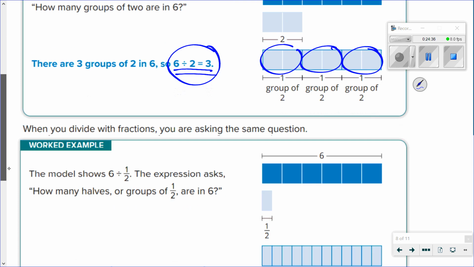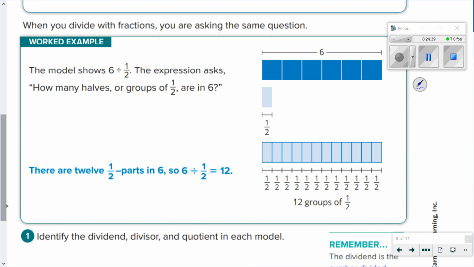Now, here's where it gets really fun. Does everybody agree that 6 divided by 1/2 is 12? Yeah. Does that make sense? Yeah. Because then you just go over 1 and then. Oh, good. Someone's been taught how to do this. Here's why this makes sense, guys.